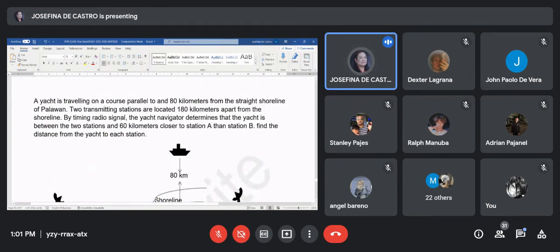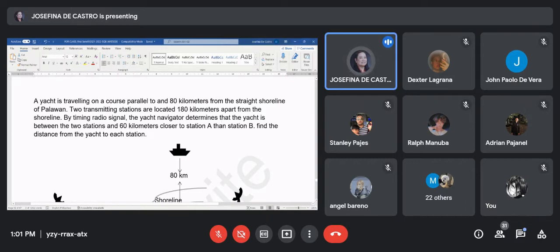By timing radio signal, so yun yung ginagawa ng transmitting station. By timing radio signal, the yacht navigator determines that the yacht is between the two stations and 60 kilometers closer to Station A than Station B. Okay? Find the distances from the yacht of each station. Hahanapin natin yung distances nung yacht dun sa dalawa.